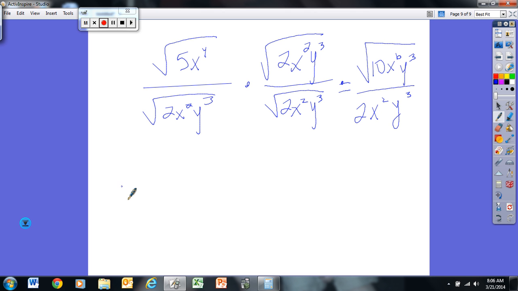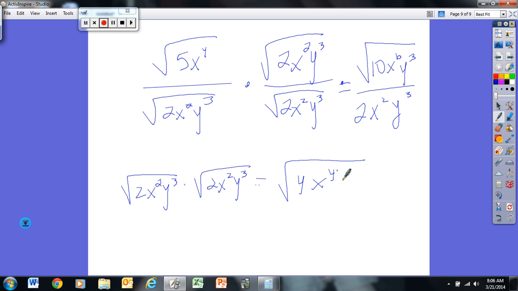I'm going to show you the justification for that down here, just in case you're wondering. When you multiply a radical by itself, here's what's really happening. It's all under the square root. 2 times 2 is 4. X squared times x squared is x to the 4th. Y cubed times y cubed is y to the 6th. The square root of 4 is 2. The square root of x to the 4th is x squared. The square root of y to the 6th is y cubed. So we just got what we started with, and that's where this is coming from.